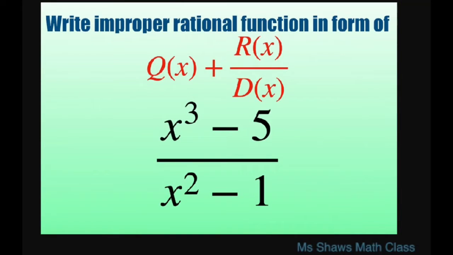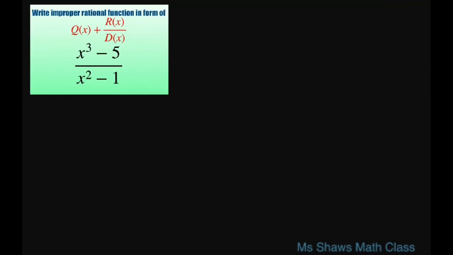We're going to write the improper rational function in the form of your quotient plus your remainder divided by your divisor. We have x cubed minus 5 divided by x squared minus 1. The reason this is improper is the degree in the numerator is larger than the degree in the denominator. So let's go ahead and use long division.